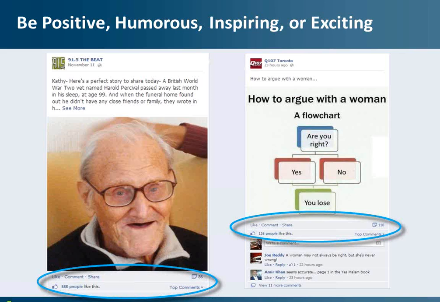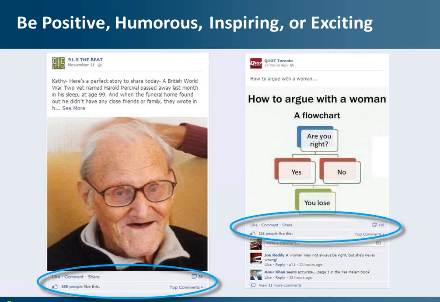Another way to increase engagement is to be positive, humorous, inspiring, or exciting. The reason these posts work is because they evoke emotion, and people react to emotion. It's as simple as that. On the left is another example by The Beat. It's a sweet story about a World War II vet that nearly 600 people liked and 100 people shared.